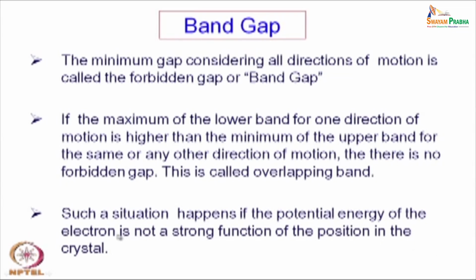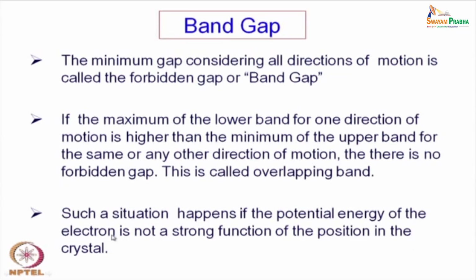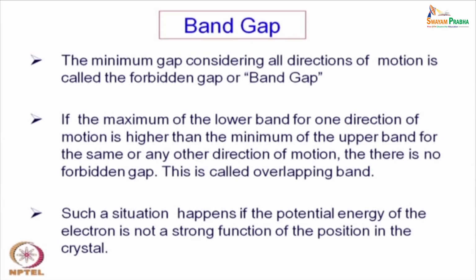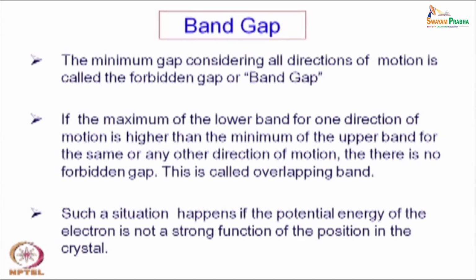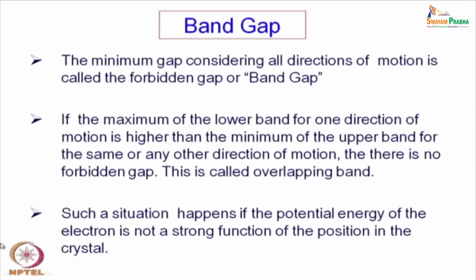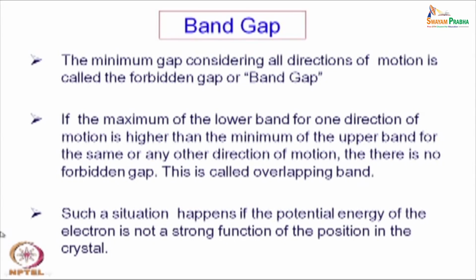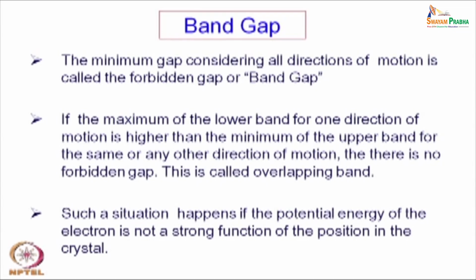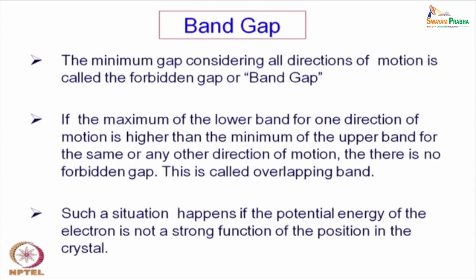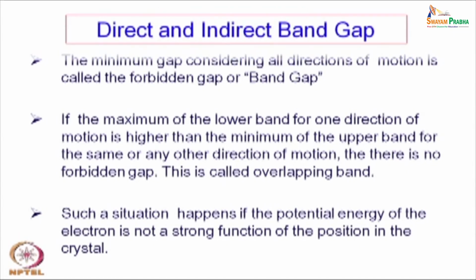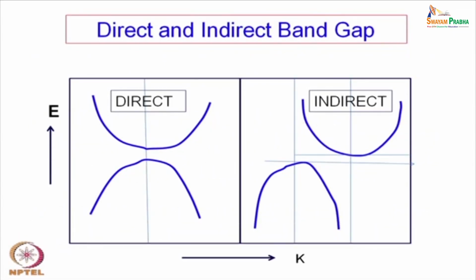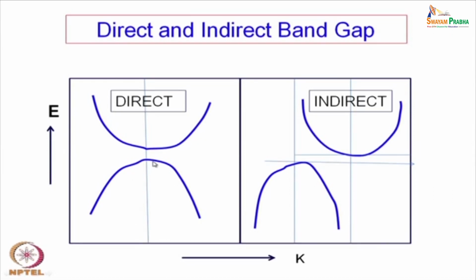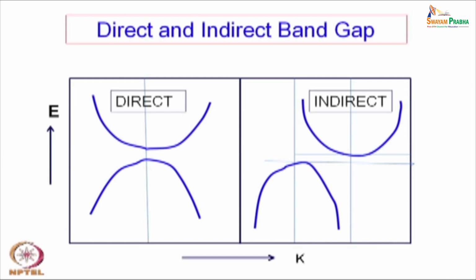Okay. So, it depends on whether it is a very strong, very drastic variation or a very shallow variation. Depending on that, we may or may not expect an overlapping band. We are talking about band gaps, and the band gaps are very, very important.